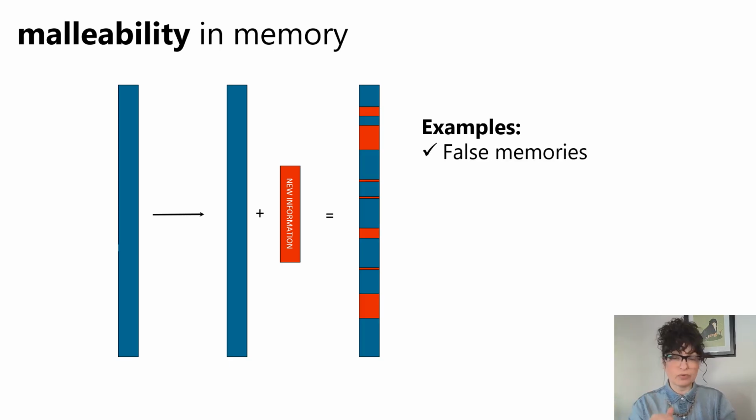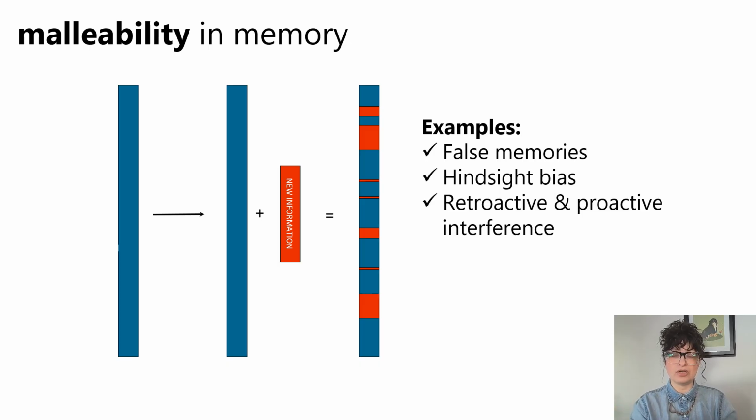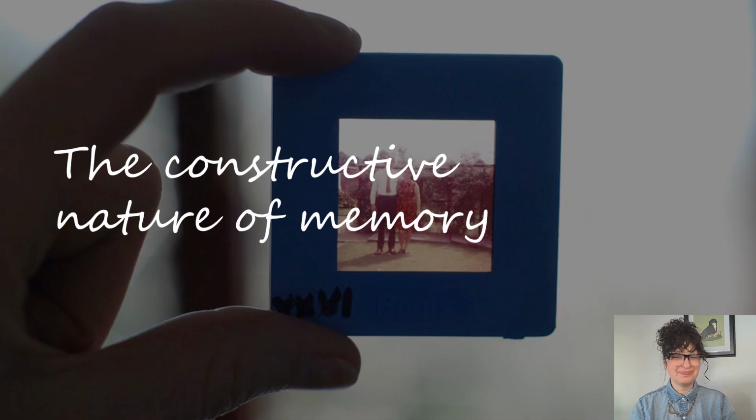So false memories follow this framework. Hindsight bias follows this framework. Retroactive and proactive interference follow this framework. And in fact, many of the everyday memory errors that we have show up and look like this particular framework. Last but not least, the constructive nature of memory.